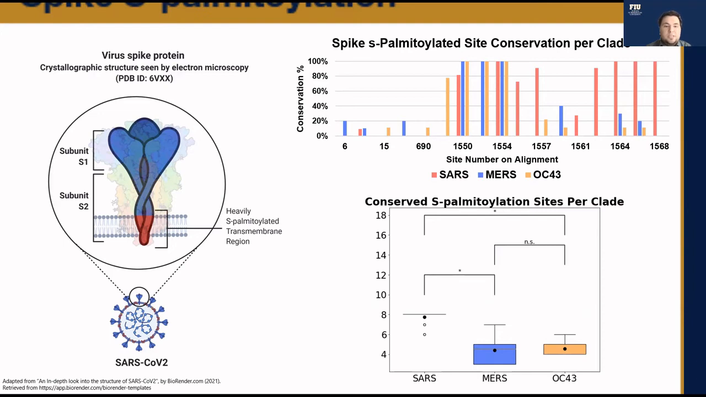The box plot shows a statistically significant increase in the number of conserved S-palmitoylation sites in the SARS clade compared to the MERS and OC43 clade. Altogether, this suggests that increases in the S-palmitoylation sites in spike may increase viral entry and infectivity in the SARS clade.